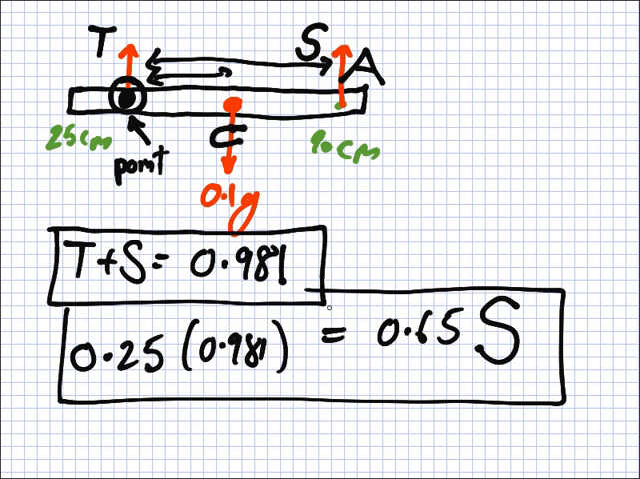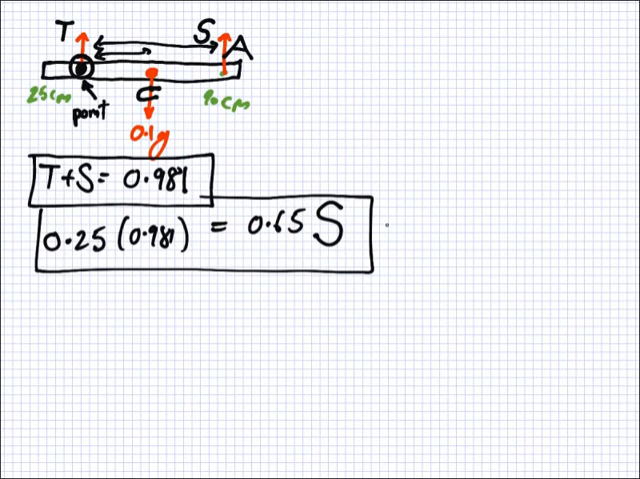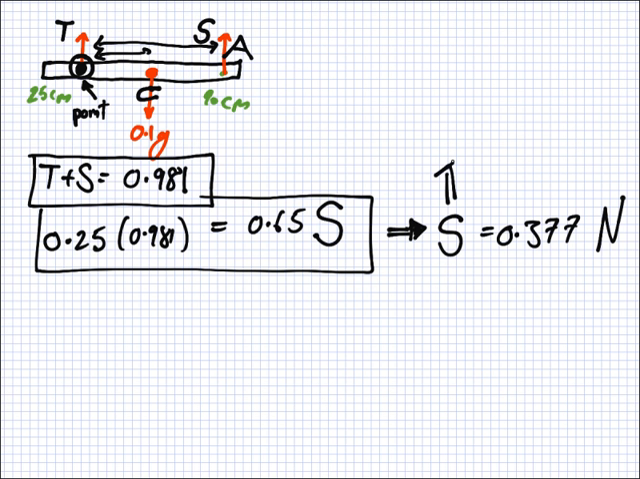Now, why is this second equation nice? You can very easily get S. You just have to divide by 0.65. So can someone tell me what the S is from this? Newtons. And if you know the S, then that means you can substitute in and easily get the T now. What's that? 0.604, is it? Newtons.